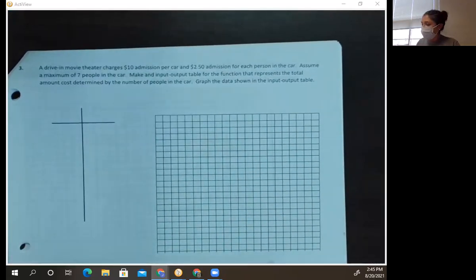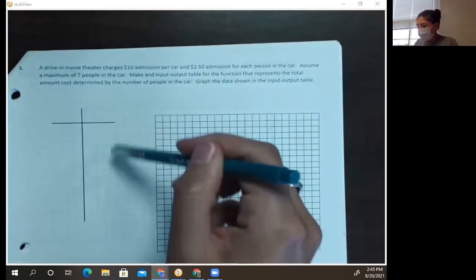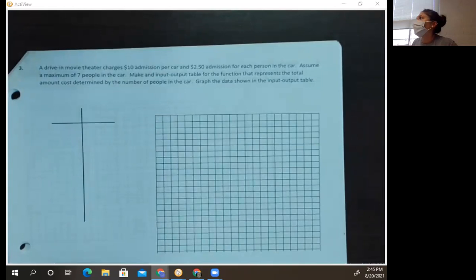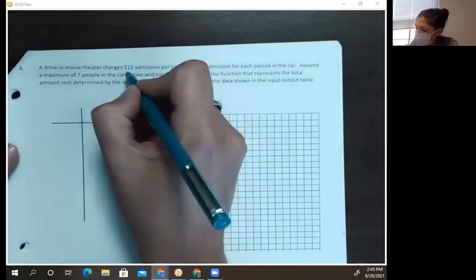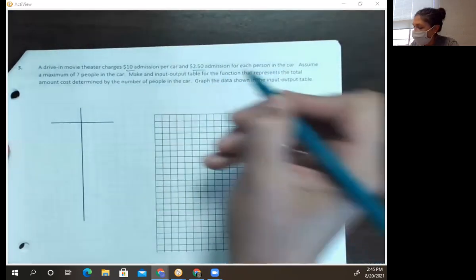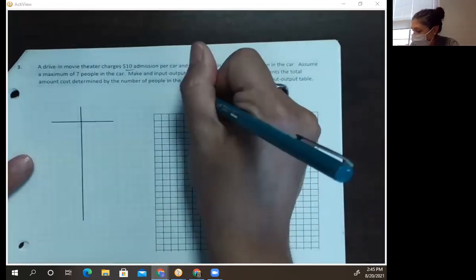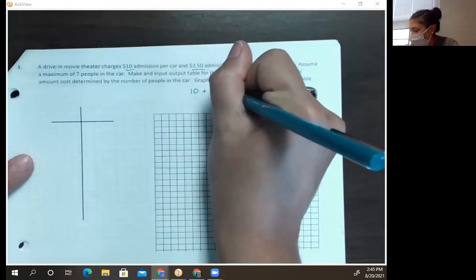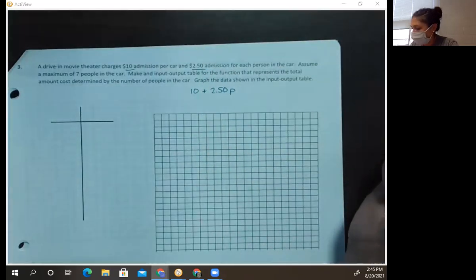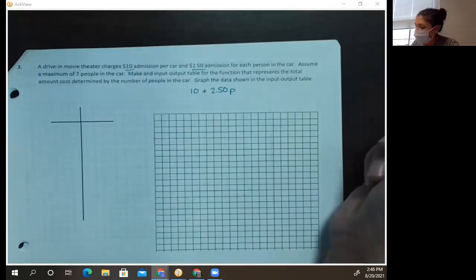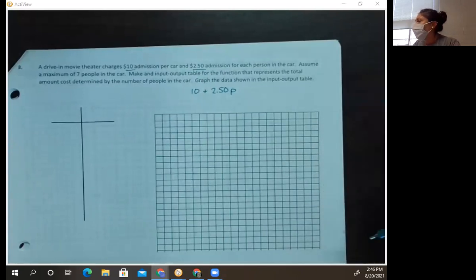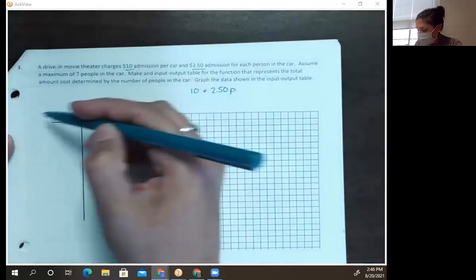Okay. So page 9. Same idea. We've got some sort of scenario here. We're going to find some data points, graph them, and then answer some questions about our graph. So on page 9, check your work as I go through this. The drive-in movie theater charges $10 admission per car and $2.50 admission per person in the car. So it's $10 for the car plus $2.50 for every person that's in the car. Assume a maximum of 7 people in the car. So we've got like a minivan and that's as many seats as I have. Make an input-output table. So I don't have anything in my table yet.